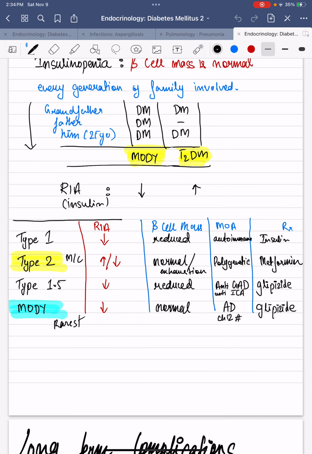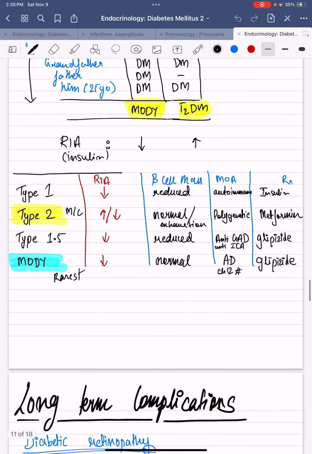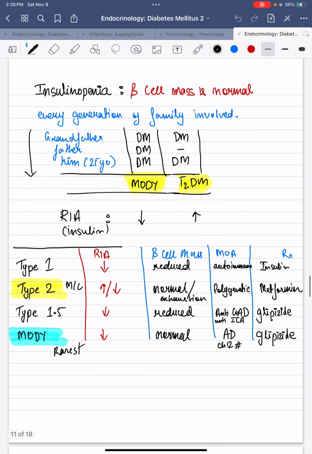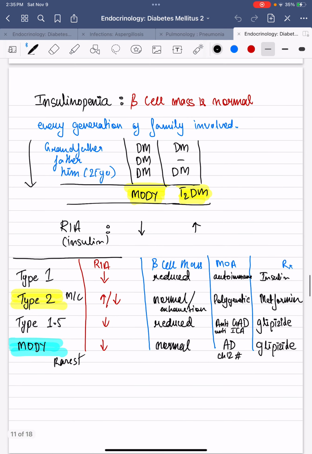So what are the treatments for these types of diabetes? For type 1 diabetes, we know the treatment is insulin. For type 2 diabetes, the most commonly used treatment is biguanides, metformin. For type 1.5 diabetes, the treatment is glipizide, and for MODY, the treatment is again a sulfonylurea, which is called glipizide.